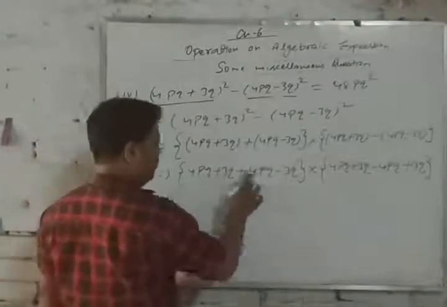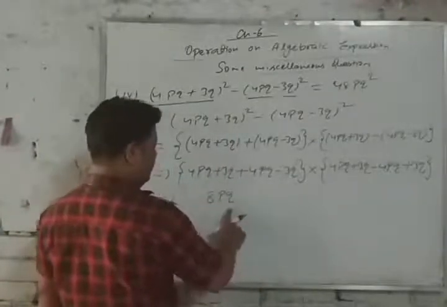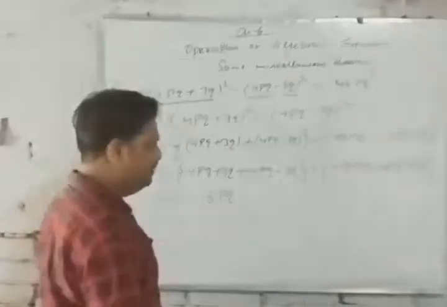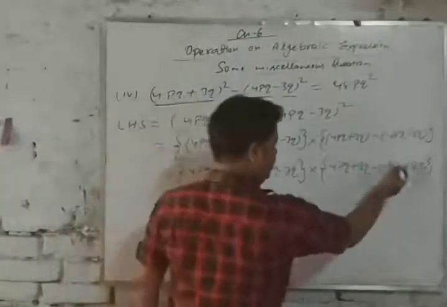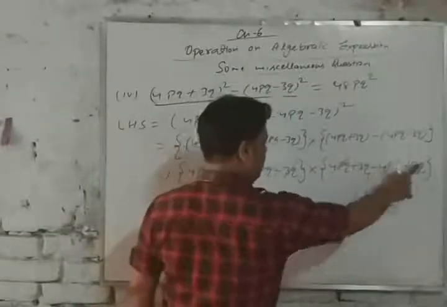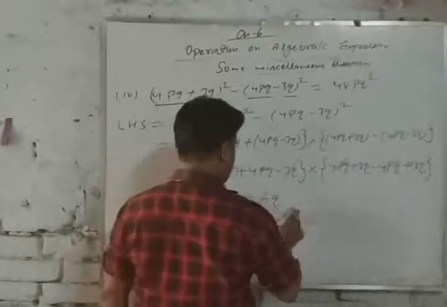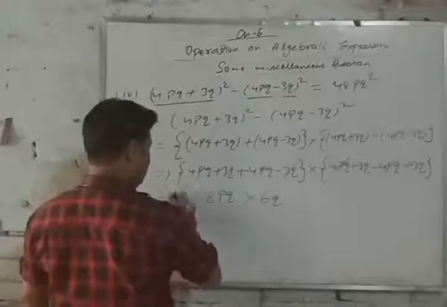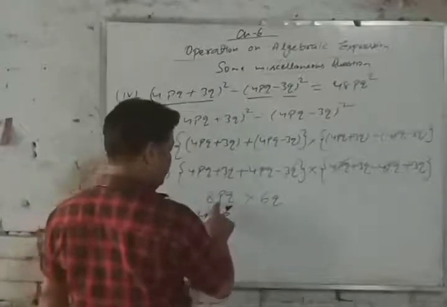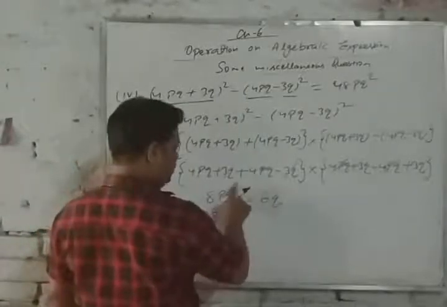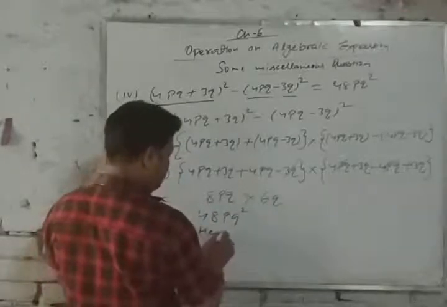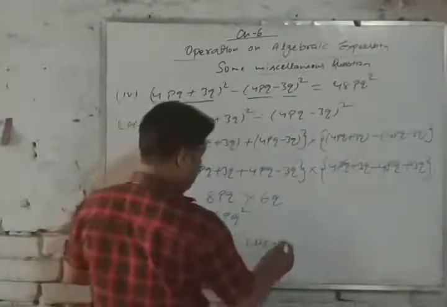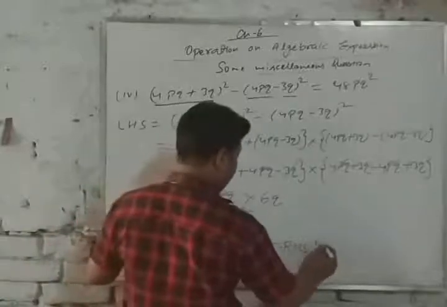Then 4pq plus 4pq is 8pq. Only one term, so we do not write the middle bracket. Now the multiplication sign: 4pq and 4pq cancel out, and 3q plus 3q is 6q. That is 8 times 6, 48. Only one term is p, but here q to the power 1 and q to the power 1 gives q to the power 2. So hence we can say that LHS is equal to RHS.